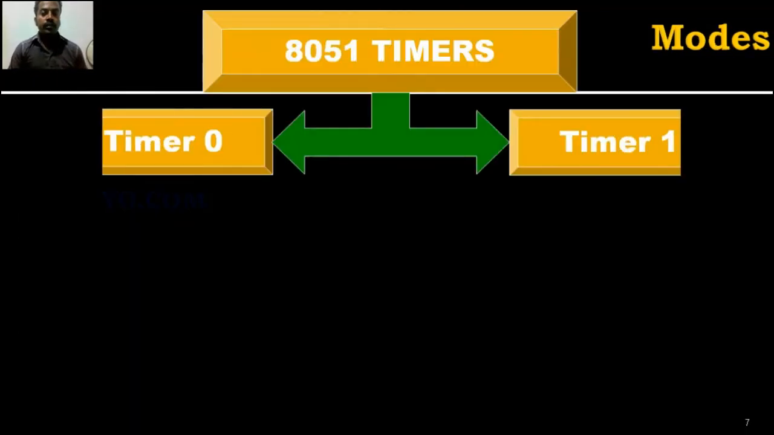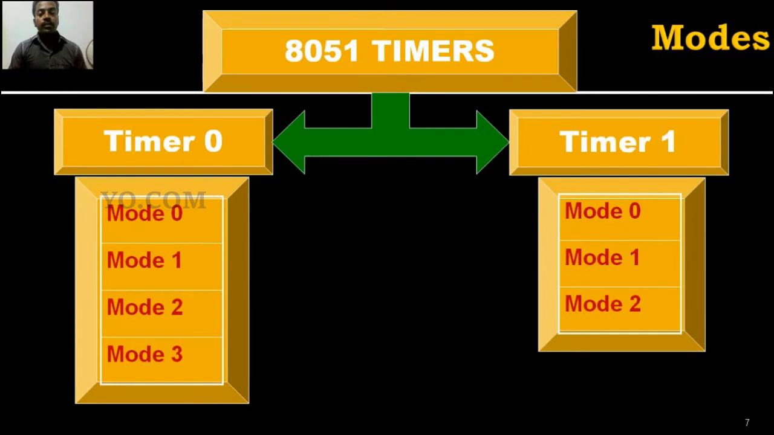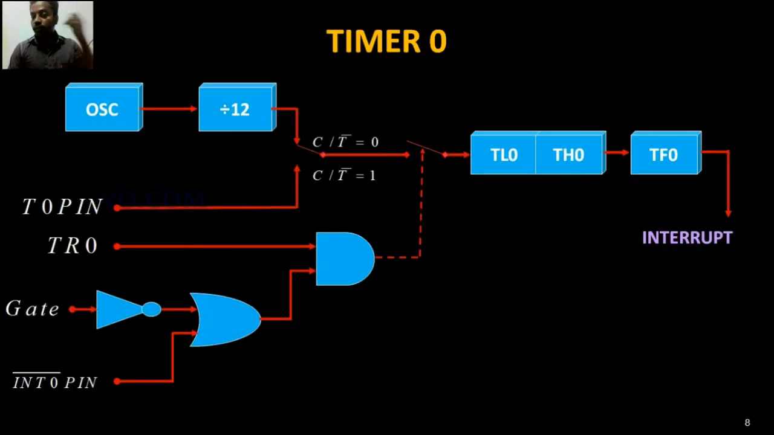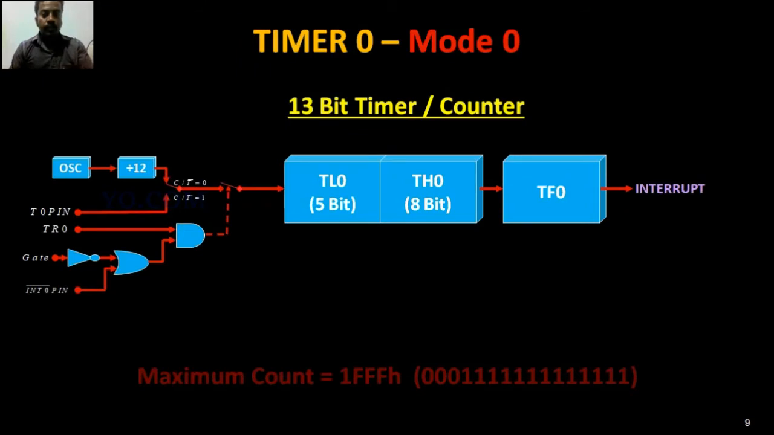Then the modes. The 8051 timers are divided into 2, timer 0 and timer 1. Timer 0 has 4 modes, timer 1 has 3 modes. We will see them one by one. First one, timer 0. Next we will see timer 0, mode 0. In mode 0, timer 0 acts as a 13-bit timer or counter.